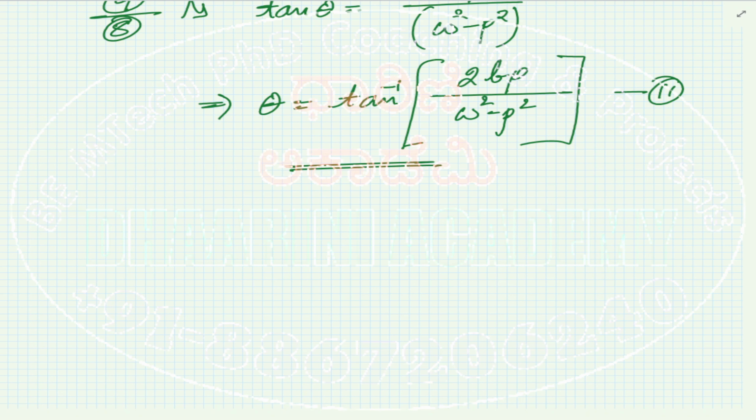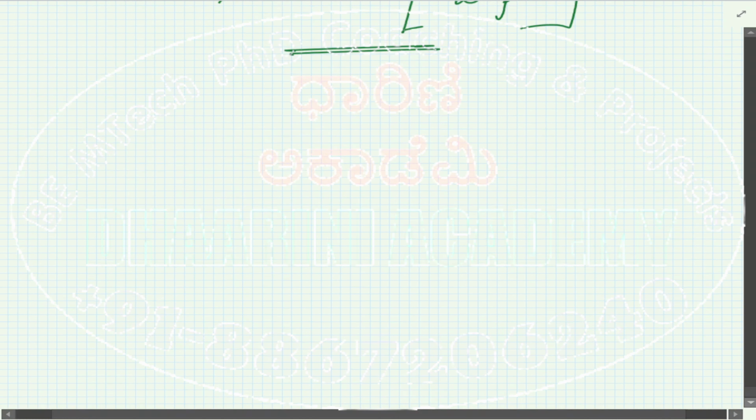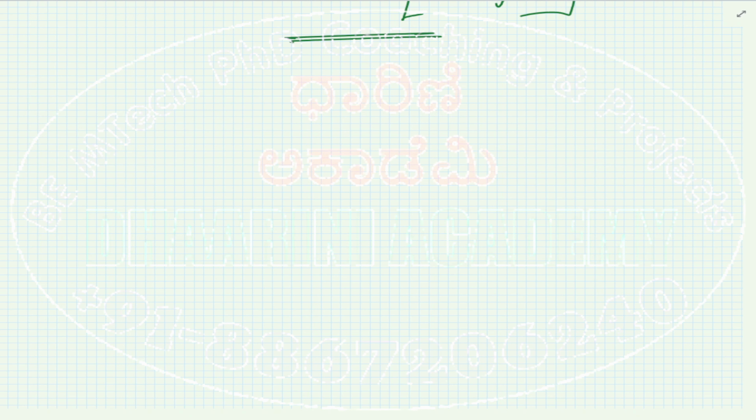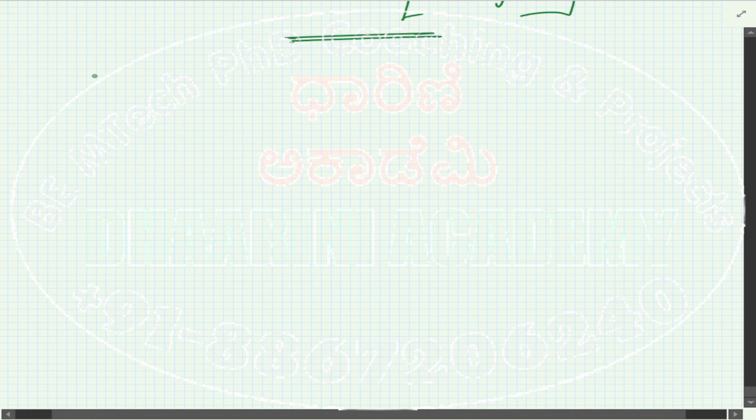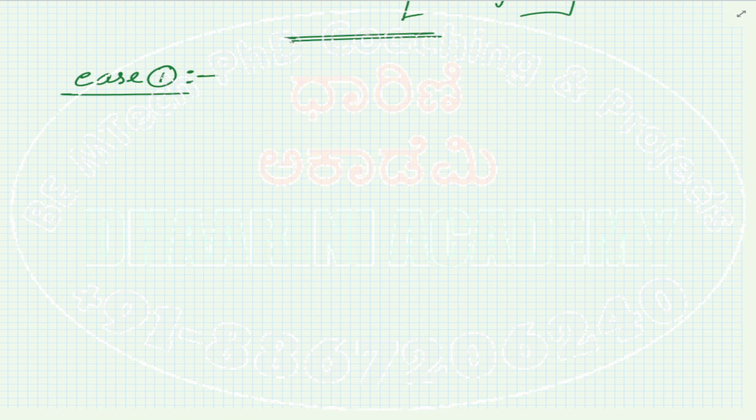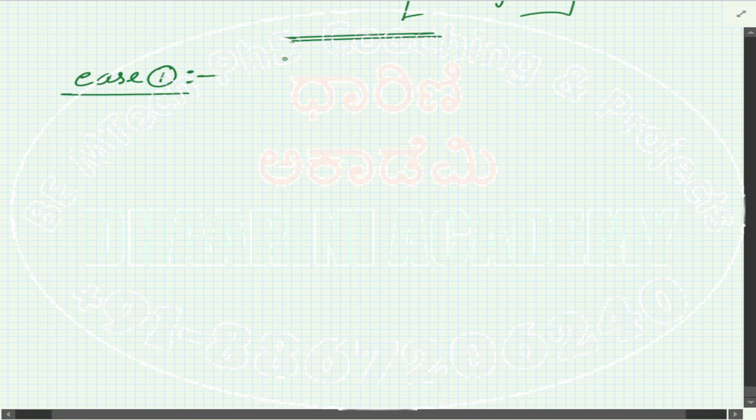Okay, now we have several cases coming up into picture, right? We'll look at the cases one by one. Okay, so this is, say, case number 1, in which we assume that the frequency of external force is lesser than the natural frequency of the oscillating body. So that is denoted by p is less than omega.